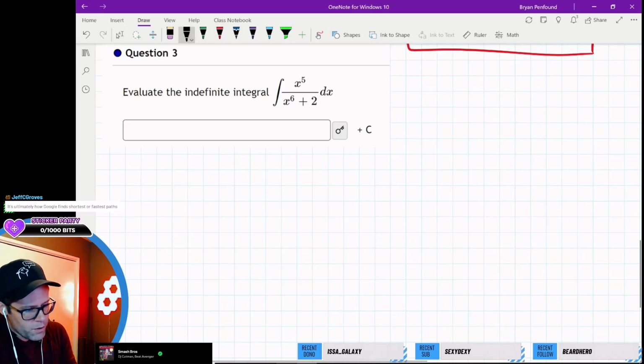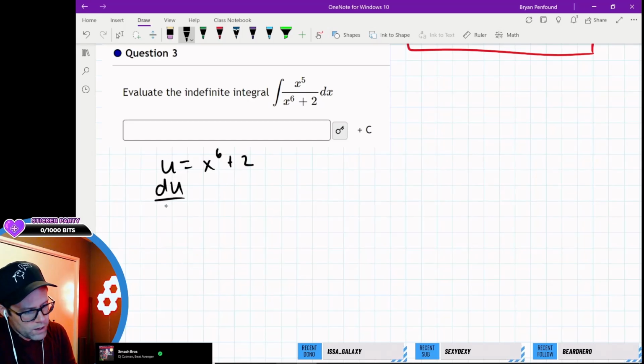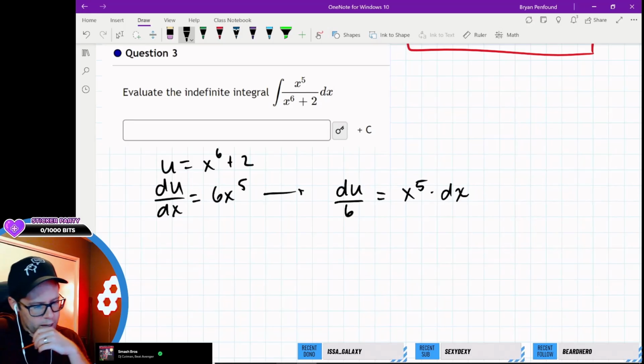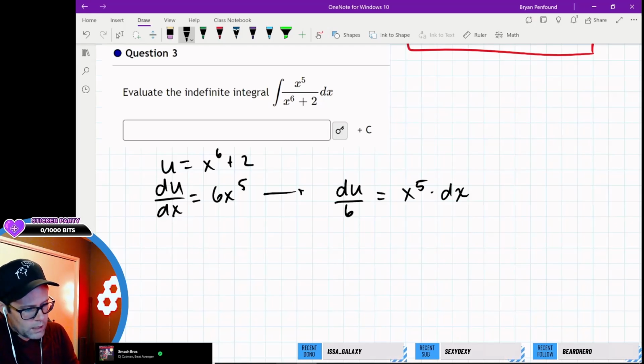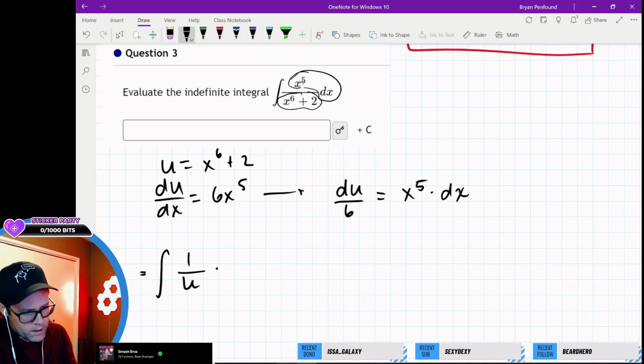Okay, question number 3. It looks like the derivative of the denominator is inside the numerator, or at least part of it. So why don't we take u equal to x to the 6 plus 2. Let's take the derivative with respect to x, and we should get 6x to the 5. If we break apart our differentials, we see that du over 6 is equivalent to x to the 5 times dx. So this should be all that we need to get our integration set up and ready to go. So I'm going to replace all of this here with du over 6, and all of this down here can be replaced with u. So we should get the integral of 1 over u, and then the x to the 5 dx becomes du over 6.